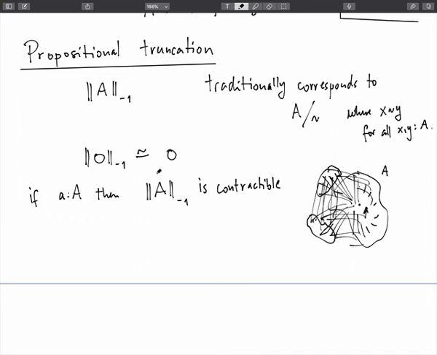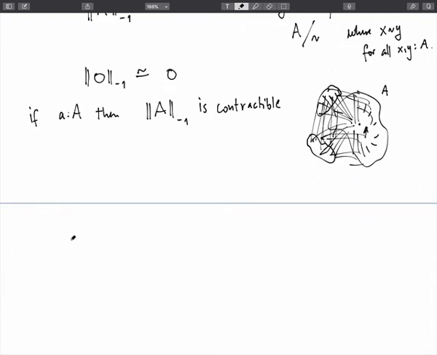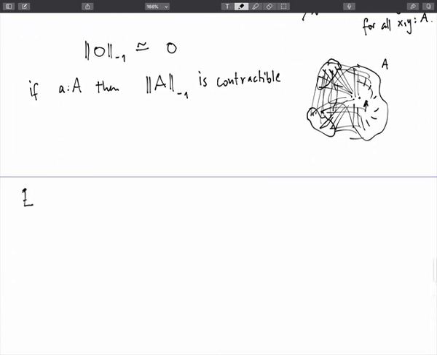Yes, so this is super important now. And this we can use to encode, so here's an application, encoding of logic into type theory.